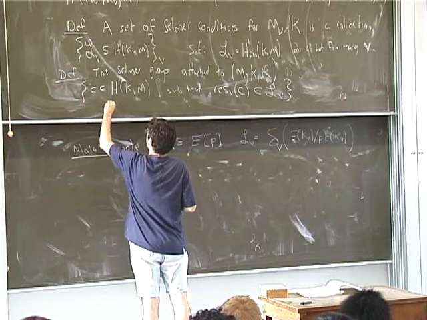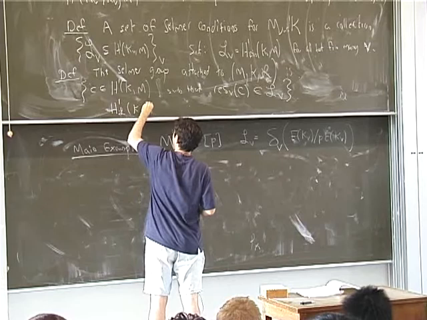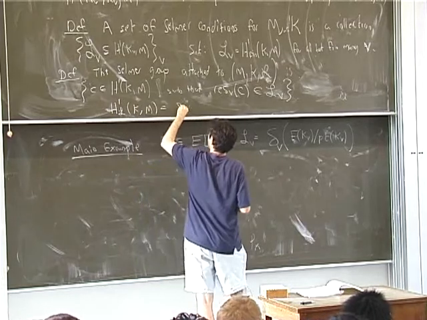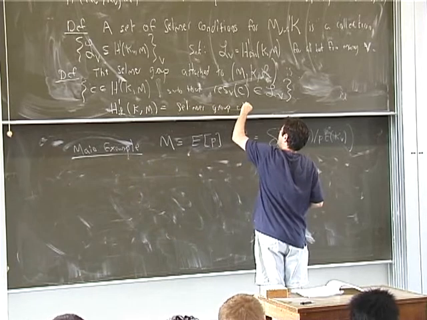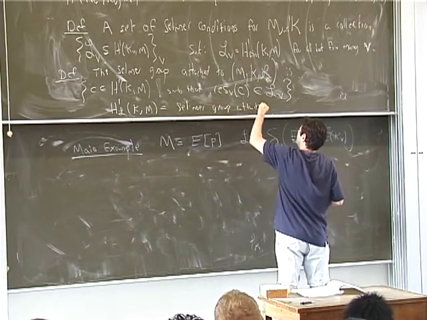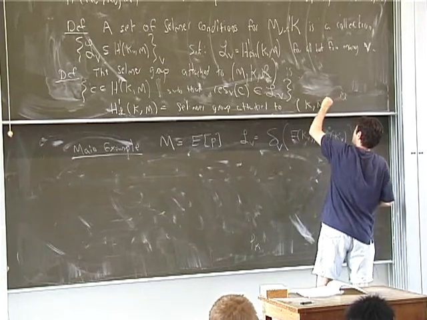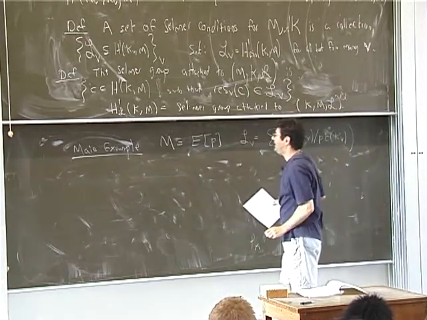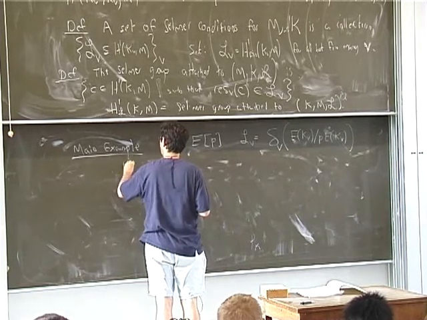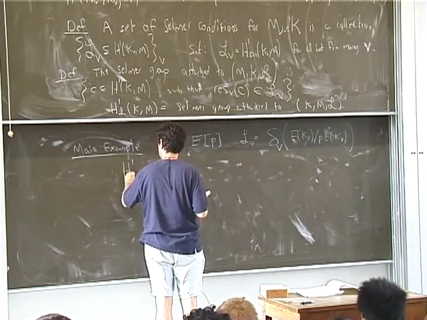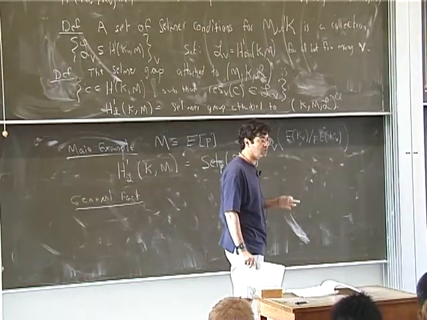I should say I have a notation for this. I'll call this H1 subscript L of K, M the Selmer group attached to the triple K, M, and L. And then in this special case, if it is not obvious to you, then you should work through it.